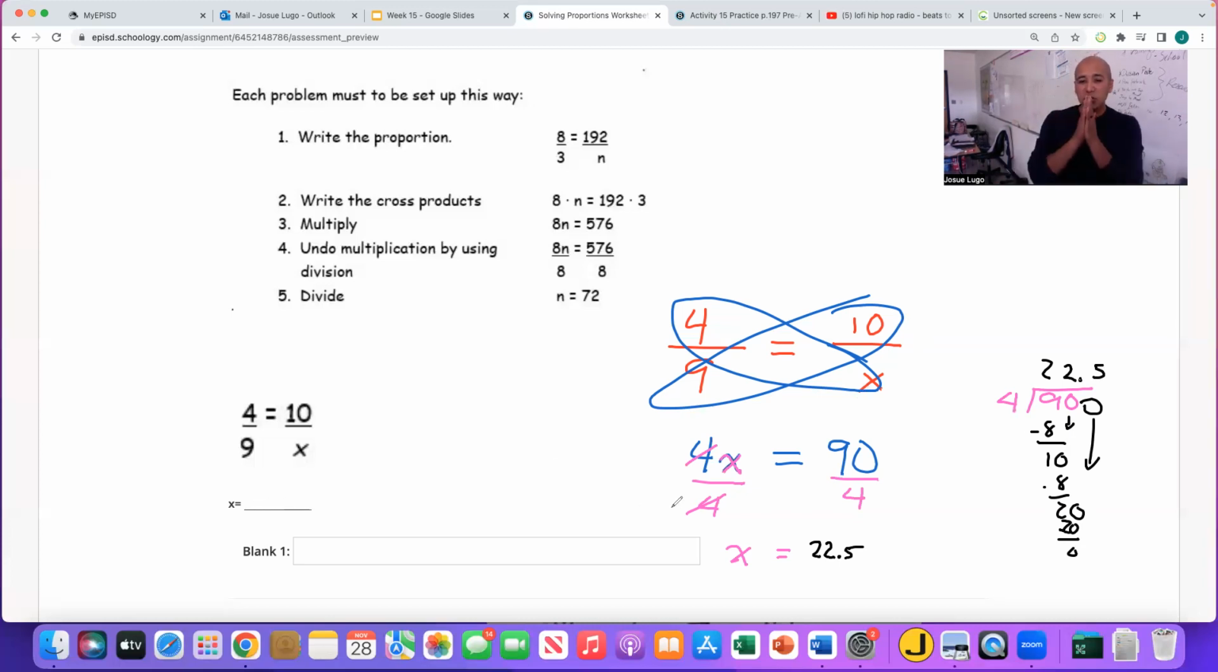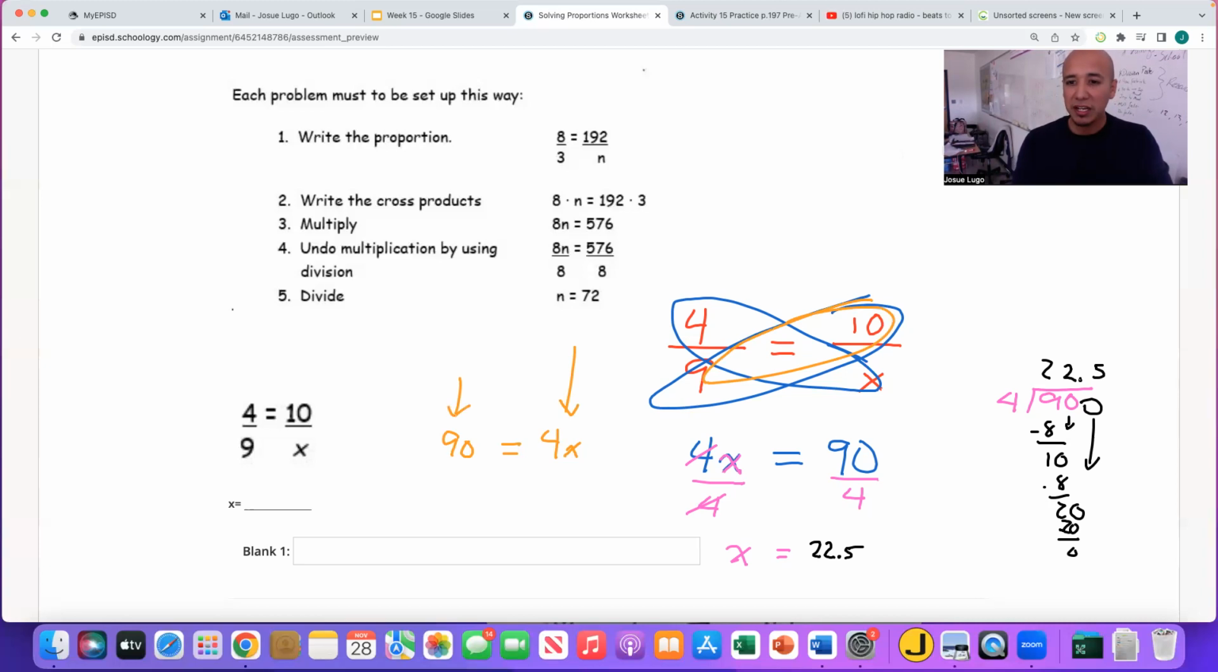Now, hopefully that didn't seem too complicated. Let me run through the process once again. We started off by making an equation using our cross products. On one side I had one of the cross products, which was 4x, and on the other I had the other cross product, which was 9 times 10, which is 90. It doesn't matter which side you put the cross products in, as long as you have one of the cross multiplications on one side and the other on the other side of the equation.